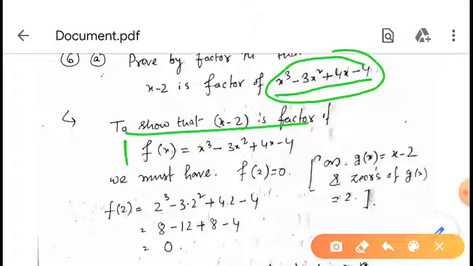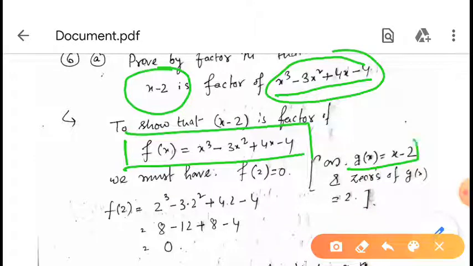is f(x). Okay, this is our f(x), and x minus 2 is the divisor. So here you consider x minus 2 as g(x). Now we have to find the zeros of g(x). The zero of g(x) is nothing but x minus 2 equal to 0, so that is easily found: x equal to 2. So x equal to 2 is our zero.